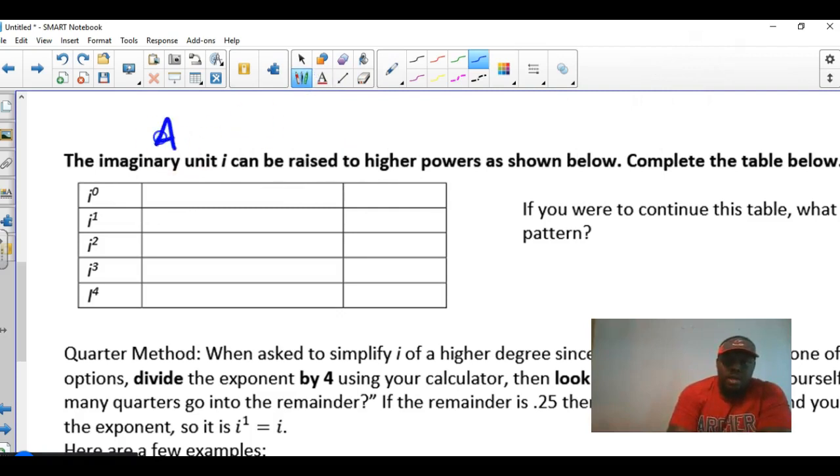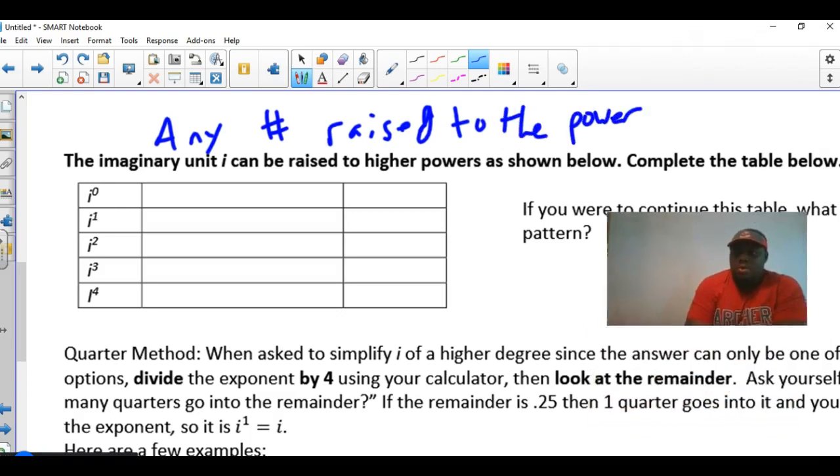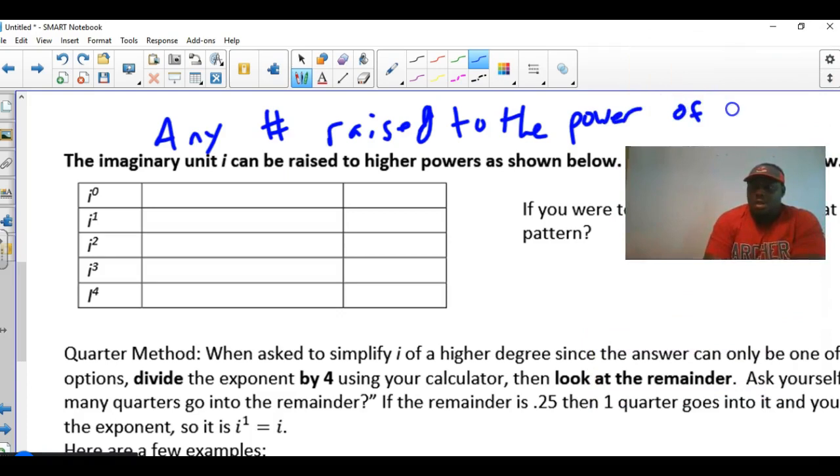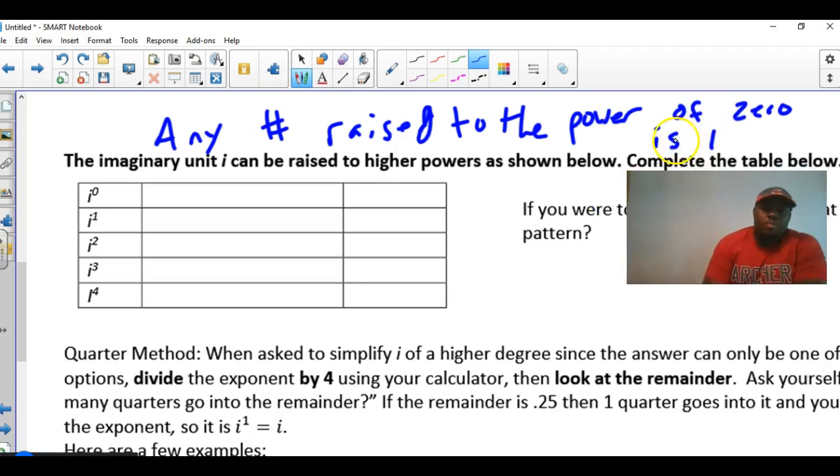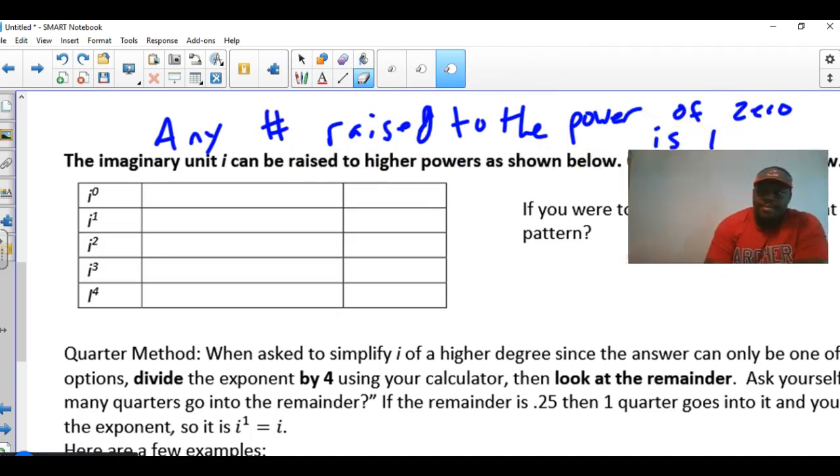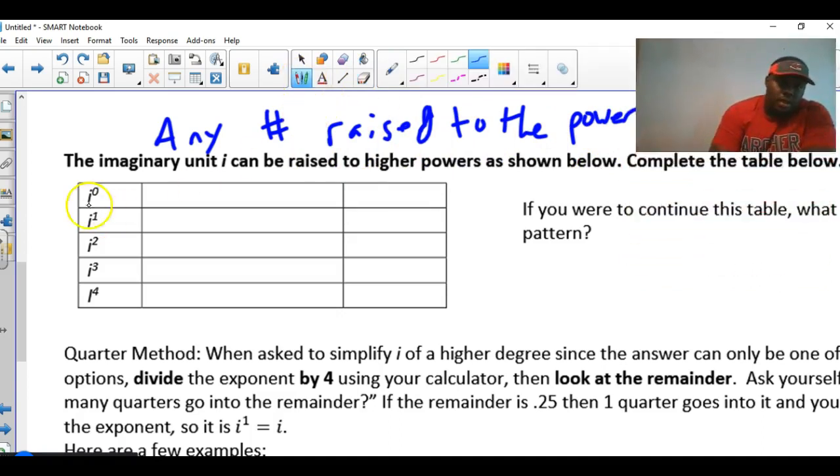All right. Any number raised to the power of 0, that's a mathematical property right there that won't change ever. All right, any number raised to the power of 0 is 1. Okay, that's just something you want to know. All right. Anyway, so i to the 0, all right, is 1. All right, it's that simple. i to the 0 is 1.